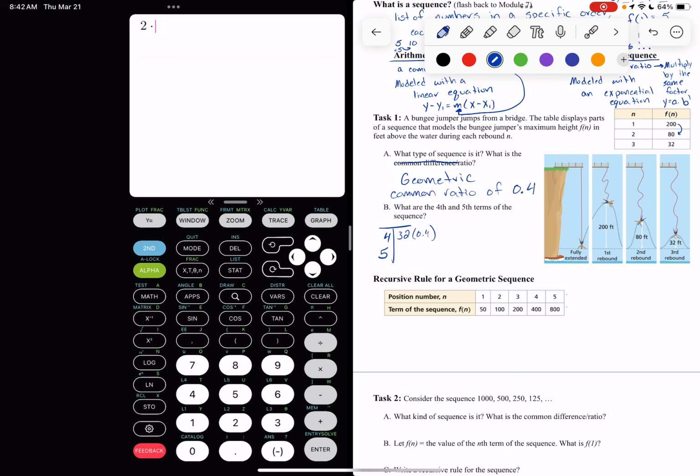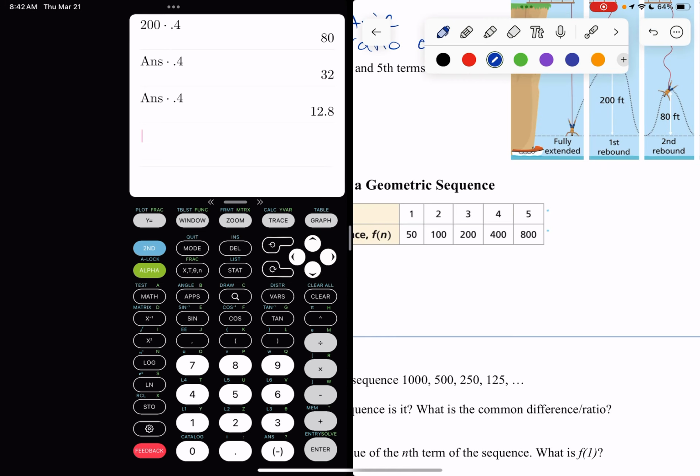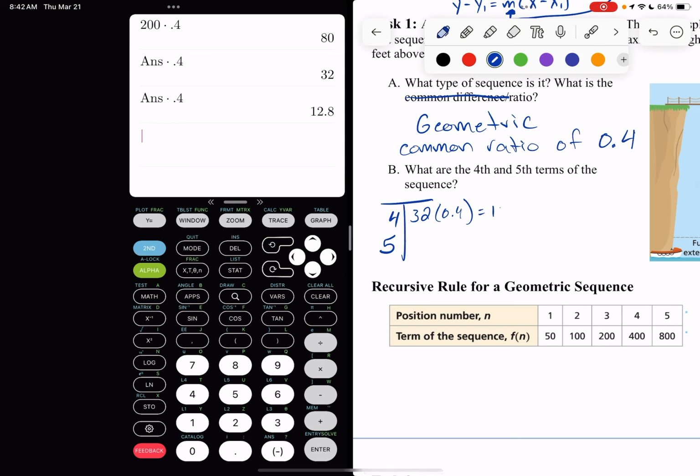So again, I'm going to show you a cool calculator trick. I'm going to type in the first one, 200 times 0.4 gives me 80. Now, instead of typing in 80 times 0.4, I'm just going to type in times 0.4. So this takes the previous answer and multiplies it by 0.4. If I hit enter, there gives me the 32. But now that I've done that, if I just keep hitting enter, it gives me my next term, which is 12.8. And then if I just hit enter again, it gives me my next one, which is 5.12.